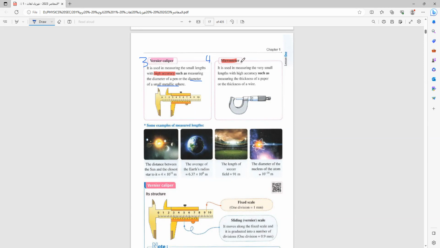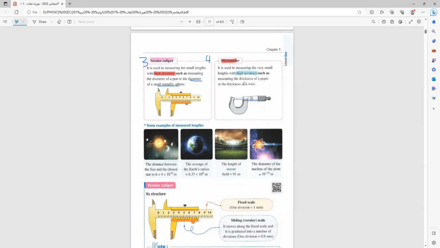Number 4, micrometer. What is the use of micrometer? What is the function of micrometer? Micrometer is used for measuring very small lengths, also with higher accuracy. Both of these, Vernier caliper and the micrometer, give us high accuracy for our measurement.